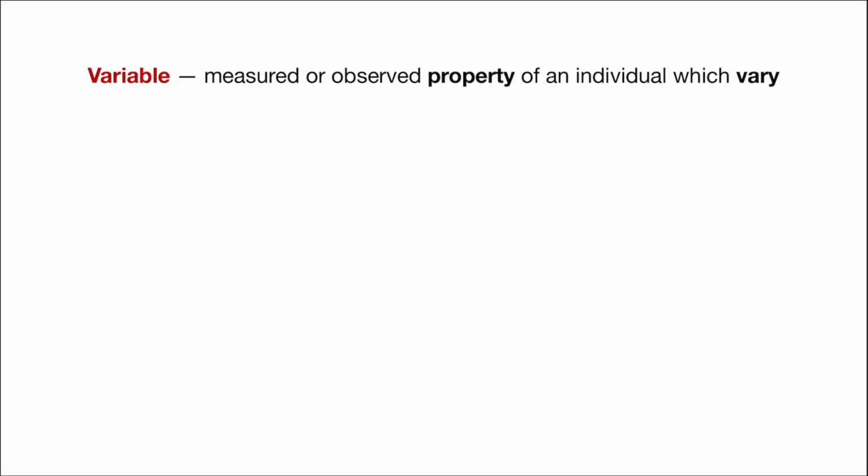First of all, let me remind you how we define the variable. A variable is a property of an individual which we measure or observe and which varies, for example, from one individual to another or for one individual in time. Of course, when I say individual, it means a lot of different things. It can be a physical object, phenomenon, process, reaction, run, and so on. So we will use this general word individual for all of those.